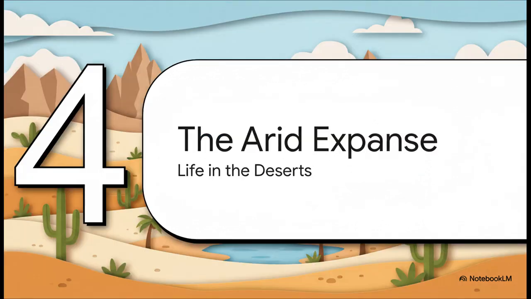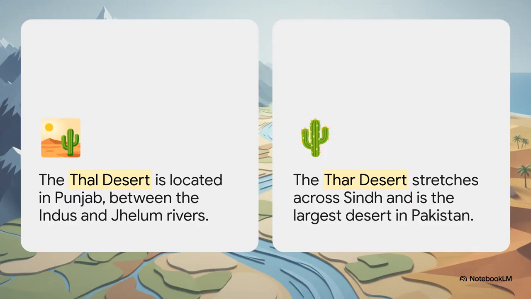But our journey isn't quite over yet. As we move away from the immediate embrace of the river, the landscape changes, and it changes dramatically. We're now entering the arid expanse, the deserts of Pakistan, where life is shaped by one thing above all else: the scarcity of water. This slide gives you a really quick comparison of the 2 main deserts you'll see in your studies. You've got the Thal Desert, tucked in Punjab, between the Indus and Jhelum rivers, and then the much larger Thar Desert, which stretches all across Sindh. Knowing where they are is so important for any map-based questions.